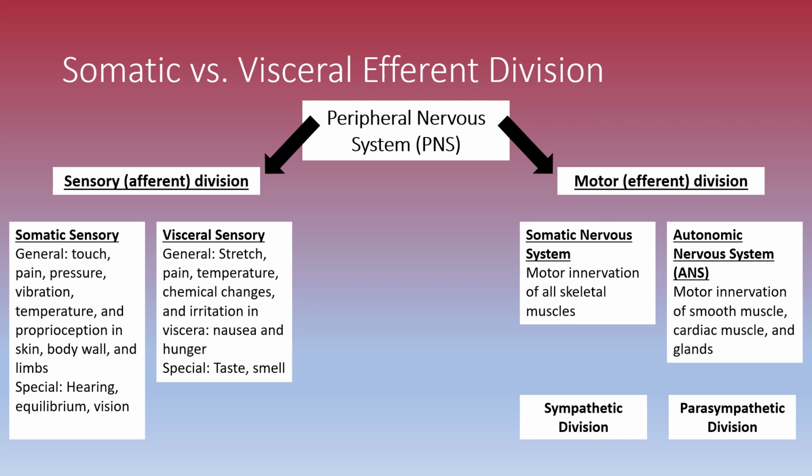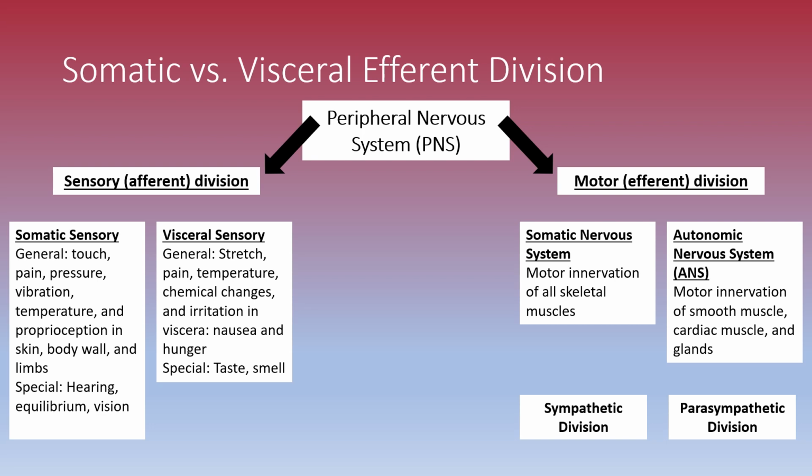The sensory afferent division is broken down into somatic sensory, and general senses are touch, pain, pressure, vibration, temperature, and perception in skin, body wall, and limbs. And it's to hear, maintain equilibrium, like a homeostatic state, and vision so you can see. Visceral sensory is stretch, pain, temperature, chemical changes, and irritation in viscera, and can cause nausea and hunger. And special senses include tasting and smelling.